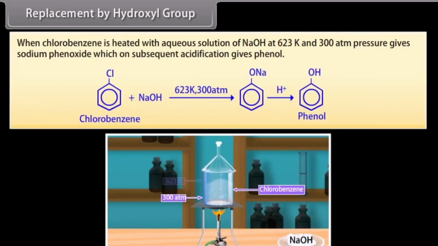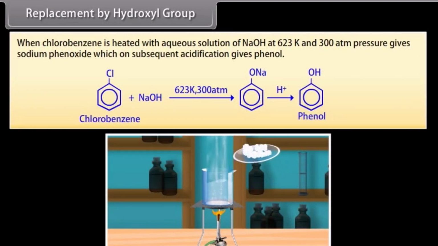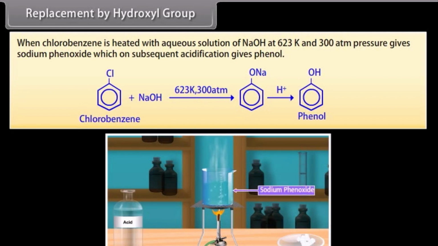Replacement by hydroxyl group. When chlorobenzene is heated with aqueous solution of NaOH at 623 Kelvin and 300 atmospheric pressure, it gives sodium phenoxide, which on subsequent acidification gives phenol.